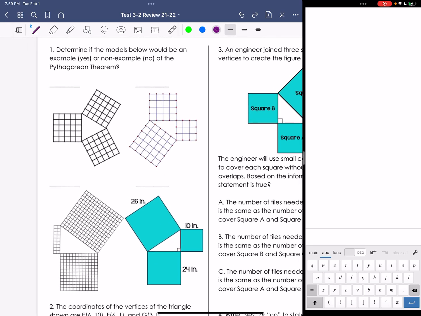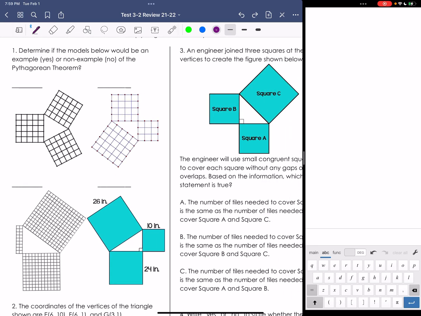So looking at number 1, it says determine if the models below would be an example (yes) or non-example (no) of the Pythagorean theorem. Now remember, whenever we have 3 squares and they're joined at their vertices, in order for it to be an example of the Pythagorean theorem, it should form a 90-degree angle. So it should form a right triangle, and all sides should form squares.